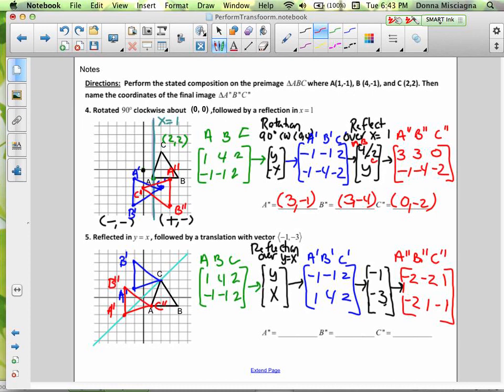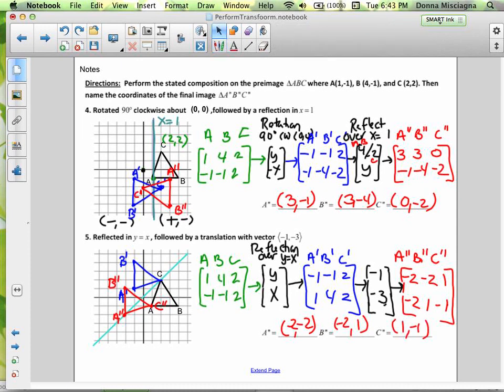And there we go. So notice that A prime, B prime, C prime, and A double prime, B double prime, C double prime, right? They're facing the same direction because it's a translation. They've just moved to a new position. And so our final coordinates on that one were negative 2, negative 2, negative 2, 1, and 1, negative 1, and we're done. Right, let's go on to the next one.